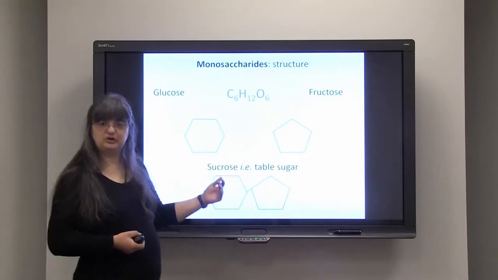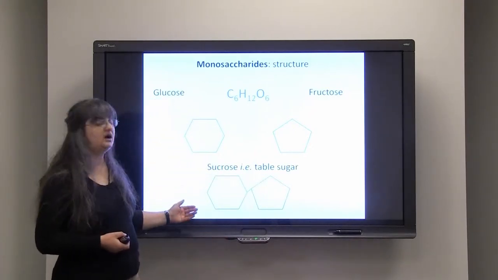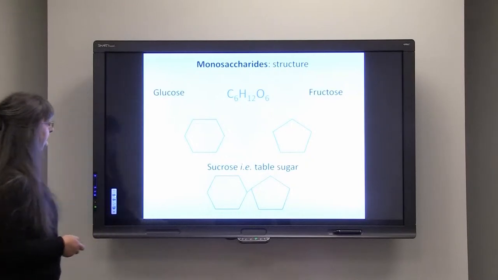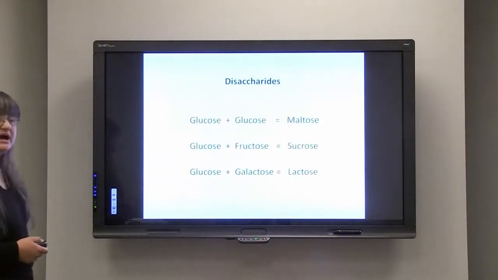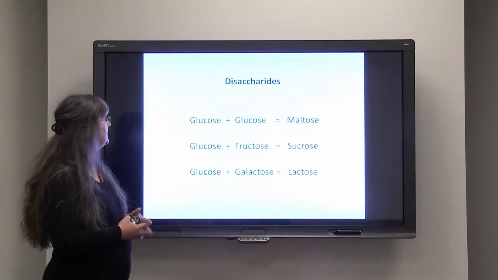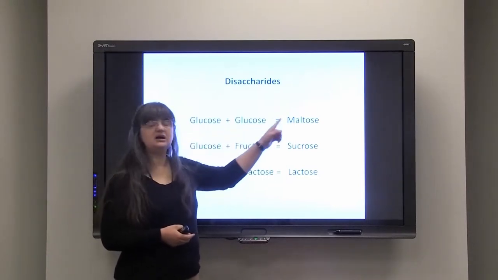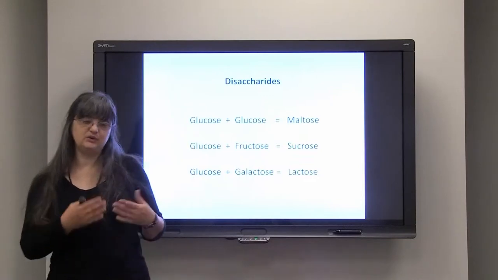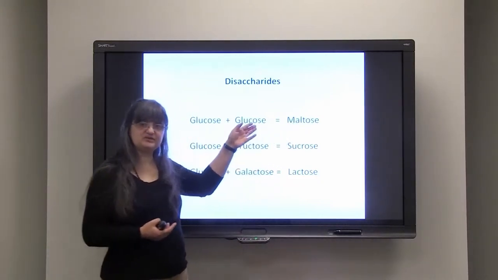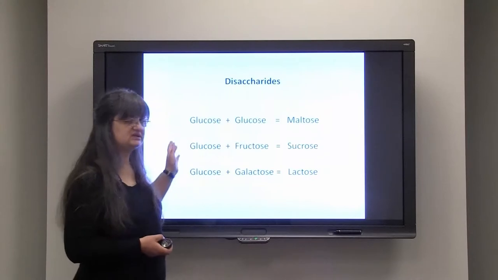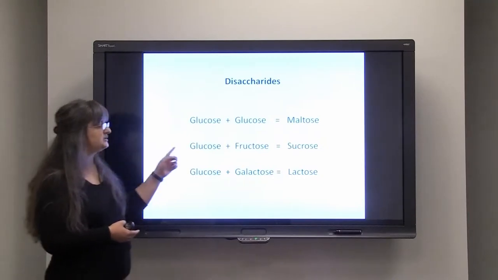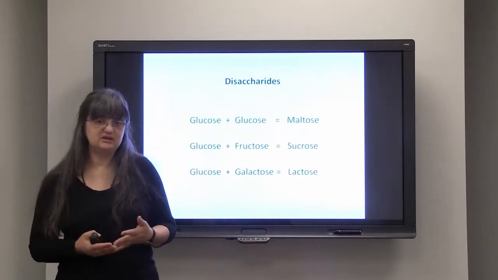Now, sucrose, or table sugar, is made of glucose and fructose that have a bond between them. Disaccharides, the name says it, two sugars. Two glucose sugars are making maltose. Maltose is a disaccharide. When we're eating bread and so forth, starchy food, eventually it goes through the maltose and is broken down to glucose. So glucose is the only component of maltose as a disaccharide. Glucose and fructose are components of sucrose or table sugar.